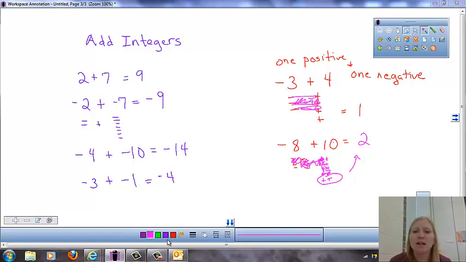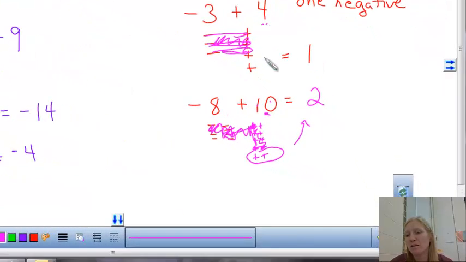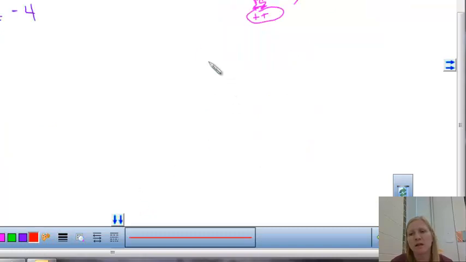Now the other thing that can happen: if you notice, 4 was the positive number and 10 was the positive number. Sometimes we have problems like 7 and negative 3. So let's try that one.